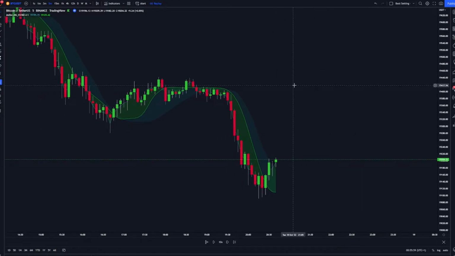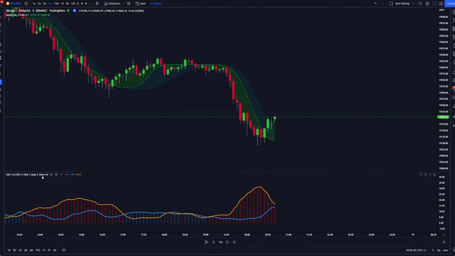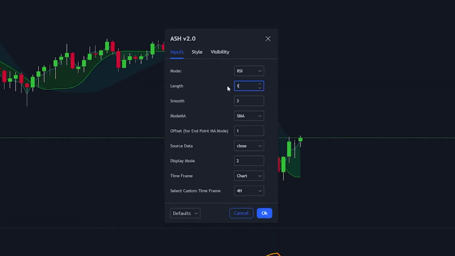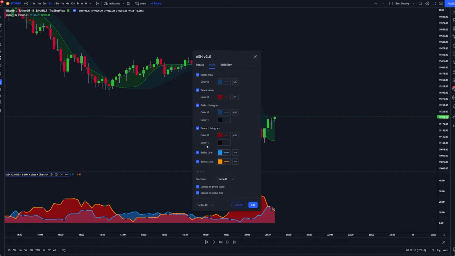Now we have 2 more indicators, so head back over to indicators. You want to add this one right here by G-Man Trading. Head over to the settings of this indicator and change this to the following: length to 1, smooth to 8, offset to 4, and display mode to 4. Once you've done that, head over to style. In here, you want to get rid of these 2 lines right here and then save.